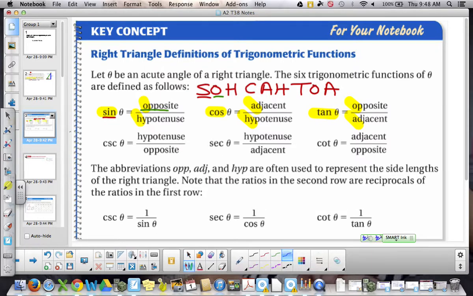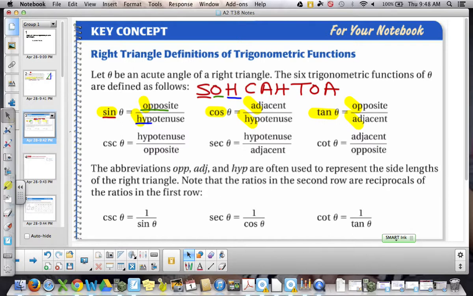H stands for hypotenuse, right? And then the same thing for CAH: cosine is adjacent over hypotenuse. TOA is tangent, opposite over adjacent. They're the definitions. This is how we define these 3 ratios. And again, they're just the sides of that right triangle.